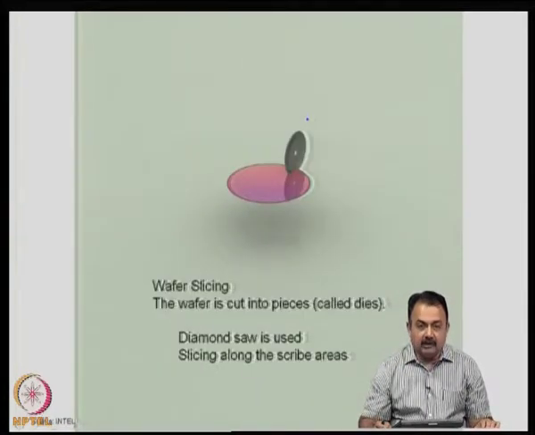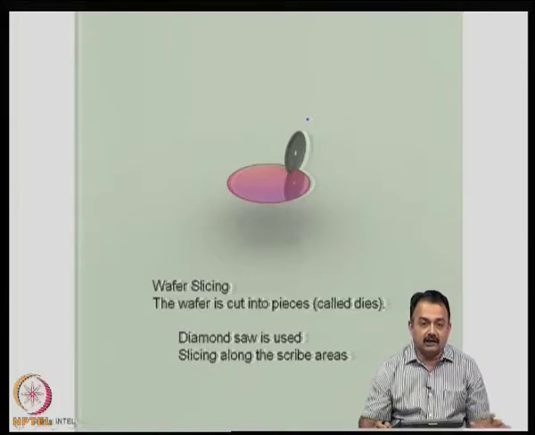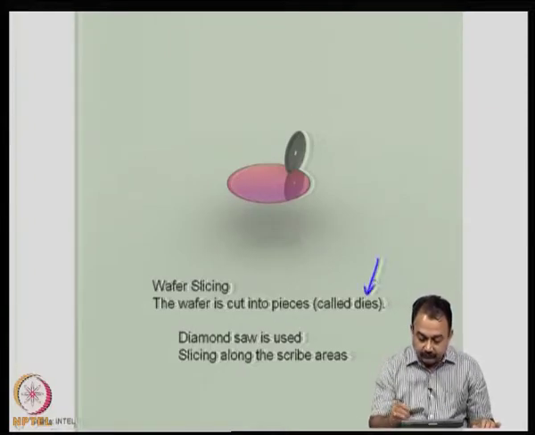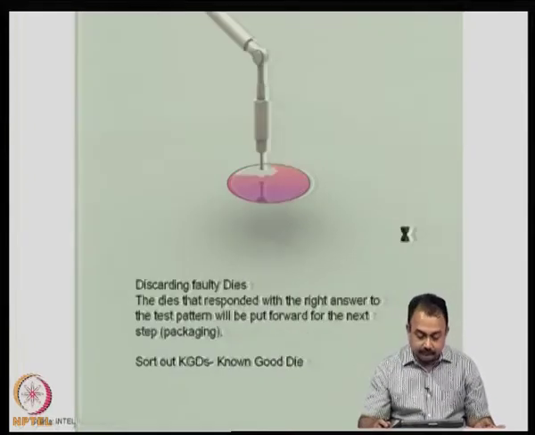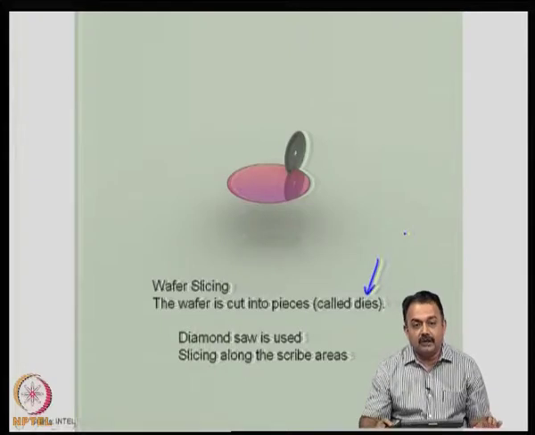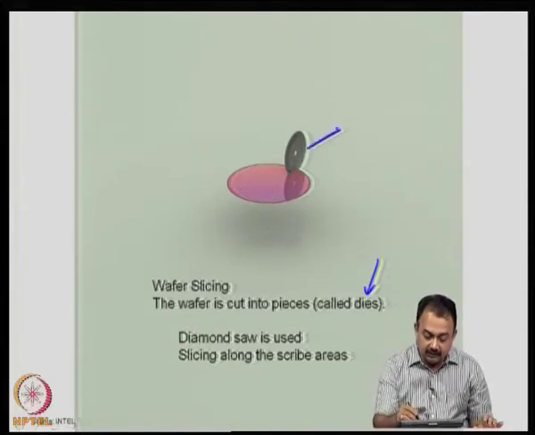So, finally, after this electrical test is done, the wafer is now sliced. It is cut into pieces called dies. At this stage, after the test is over, we can now singulate each of them. This is done by using a diamond saw.